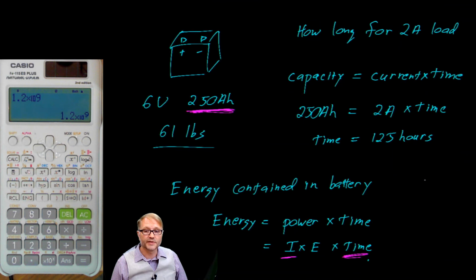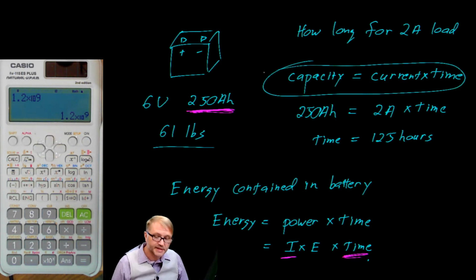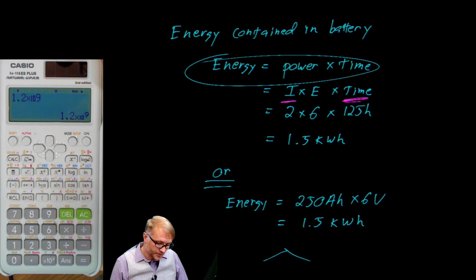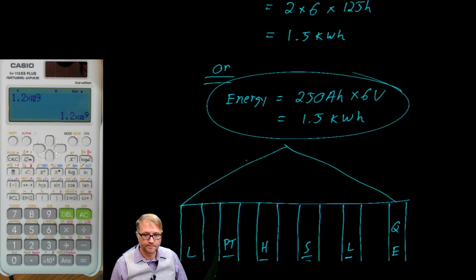From there, we talked about the battery, and we gave an example of a 6-volt battery. We stated that the capacity of the battery was measured in current times time, or units of amp hours. From there, you're able to figure out energy, and you could do that by this equation here, or you could have remembered that this is also true, that amp hours times voltage will give you energy.